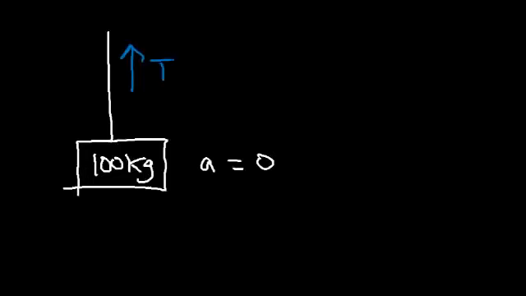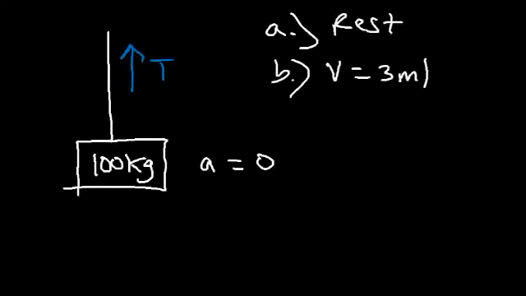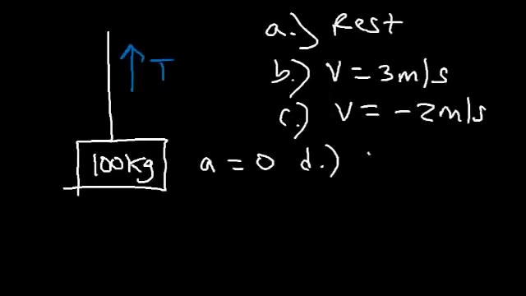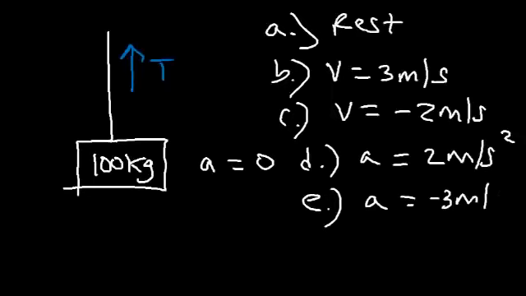In addition, let's say that's part A. The object is at rest. Calculate the tension force if the object is moving upward at a constant speed of 3 meters per second, and if it's moving downward at a velocity of -2 meters per second, and if it's accelerating upward at 2 meters per second squared and downward at -3 meters per second squared. Calculate the tension force on the rope under each of these circumstances.